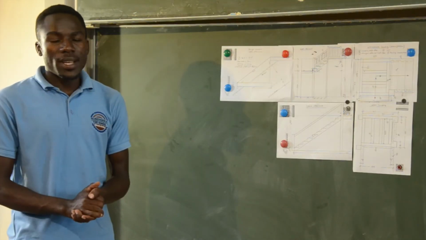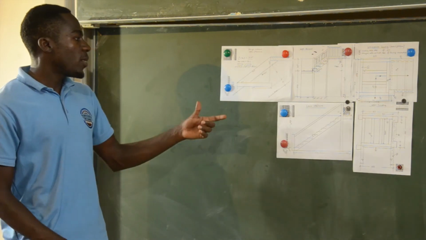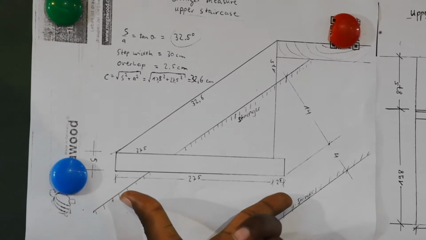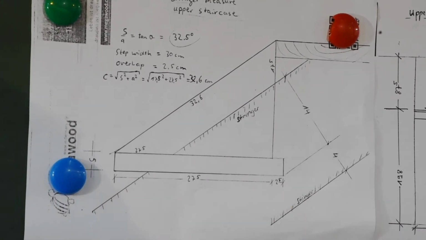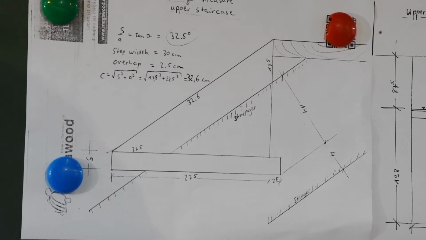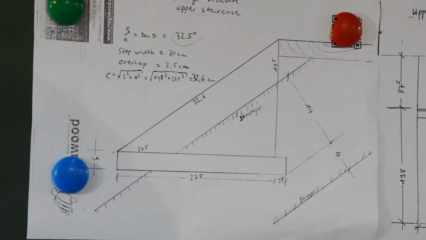From the drawings that you can see here, this is our design, the quarter-turn staircase, with the rise and the tread with overlap. The rise is 17.5 centimeters and the tread is 300 millimeters with the overlap of 25 millimeters.